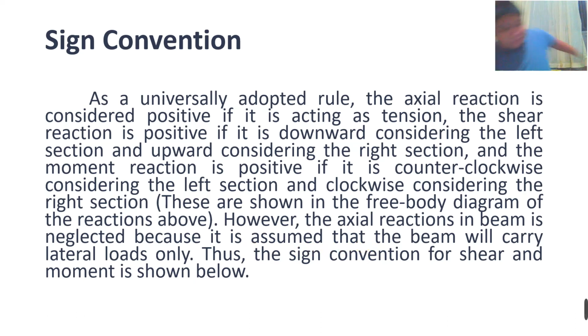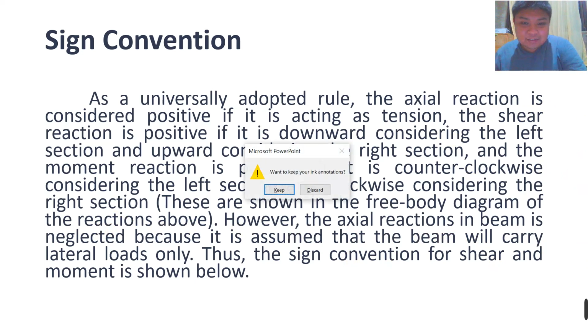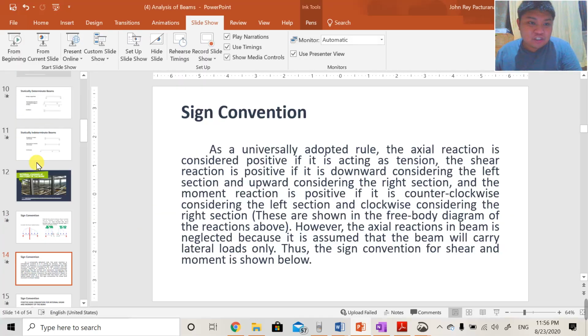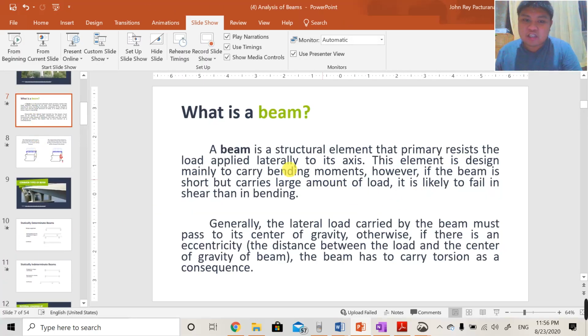So, wait lang, ito, may ballpen kasi ako. So, anong ibig sabihin, class, nitong sentence na 'to? That the axial reaction in beam is neglected because it is assumed that the beam will carry lateral loads only. So, normally kasi, when we say beam, di ba, by definition, kung babalikan natin siya, class, nasan ba yung definition ng beam? Ito siya, no? A beam is a structural element that primarily resists the load applied laterally to its axis.